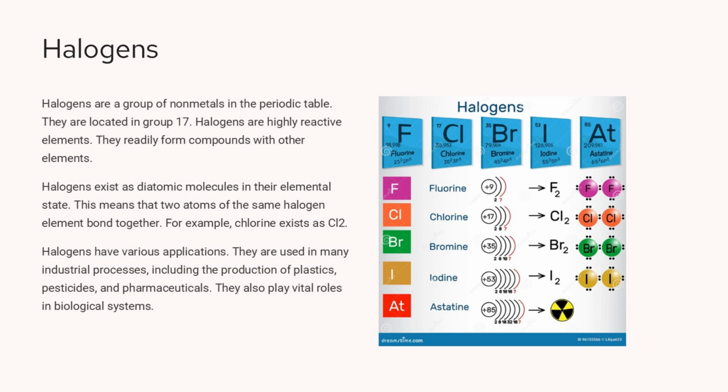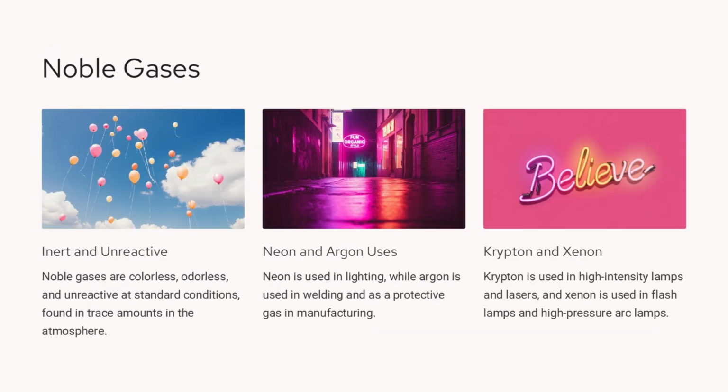The halogens' high reactivity and ability to form compounds with other elements make them versatile and widely used in various industries and processes. Noble gases are a group of colorless, odorless, and highly unreactive elements found in trace amounts in the atmosphere. They are known for their inert nature, meaning they do not readily participate in chemical reactions under standard conditions.